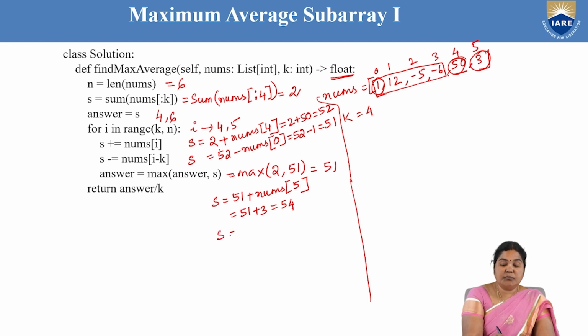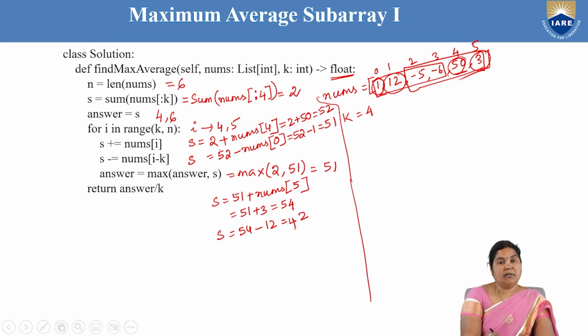Again, we have to remove the value 12 from here. So my second subarray is this one. What we will do is s, 54 minus 12, so it is 42. What is my answer? New answer is the maximum of the earlier answer 51 and the new answer 42. So the maximum of these two is 51.